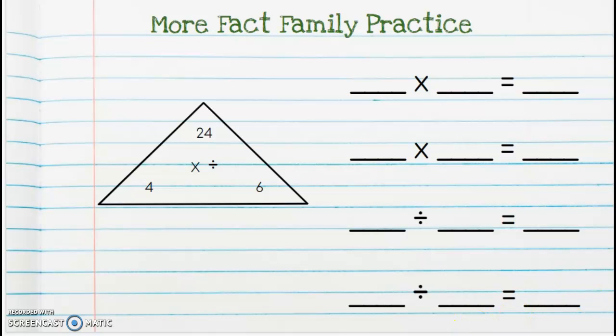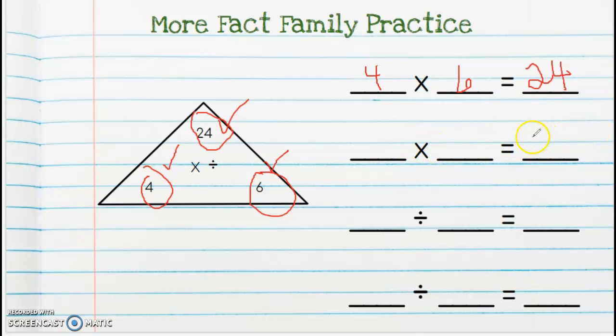I want you to pause the video here and see if you can do this one on your own. And play the video whenever you're ready. So we're going to start. Remember, I have 4, 24, and 6. In multiplication, we always try to get to the bigger number, right? So I know 24 is my answer. So I use 24. Now I have 4 and 6. So 4 times 6 is 24.